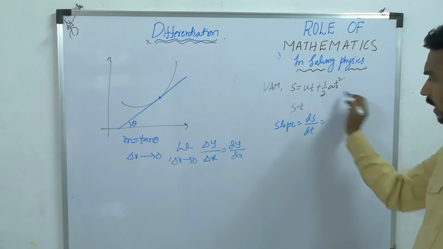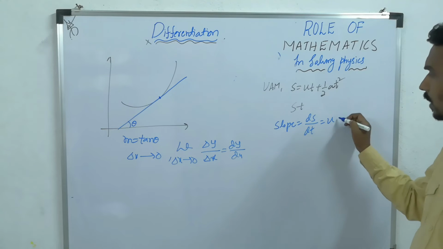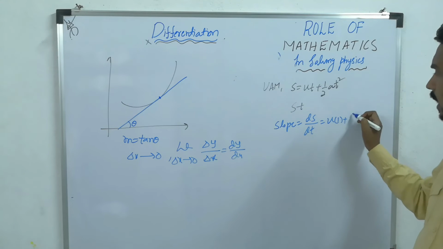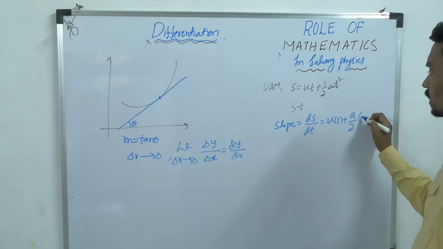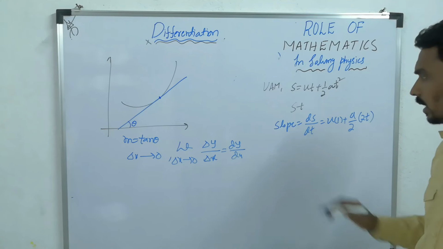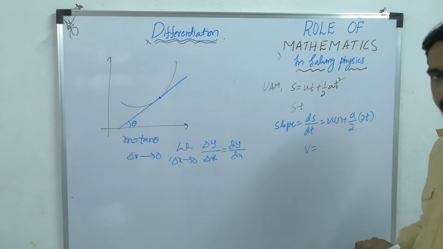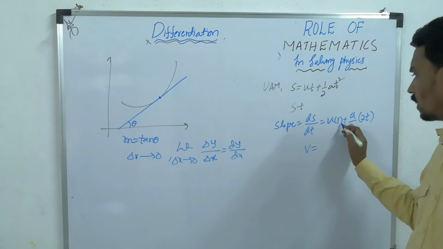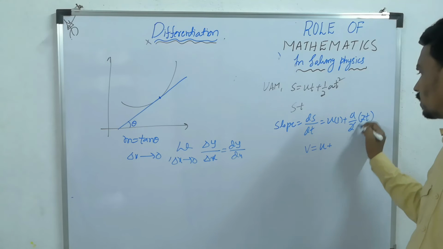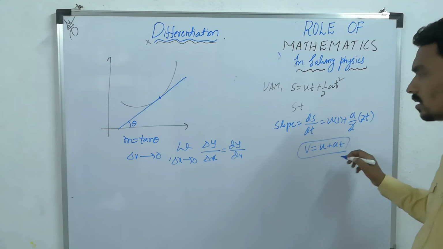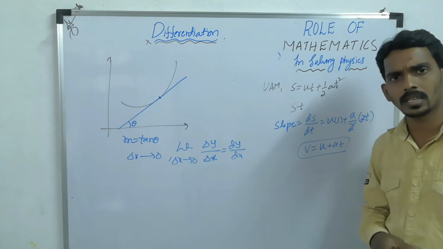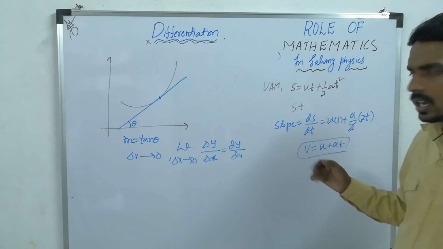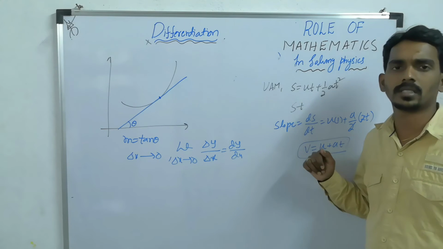If you differentiate this, u into the differentiation of t is 1, a/2 is a constant, and the differentiation of t² is 2t. So ds/dt, the rate of change in displacement, which is nothing but velocity, equals u + at. Is this the formula for instantaneous velocity? Yes. So you can get the slope from differentiation.